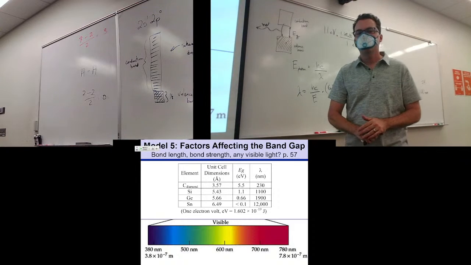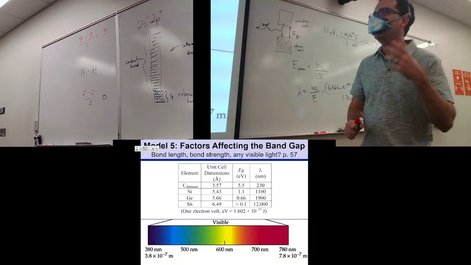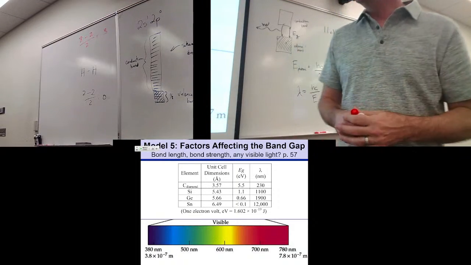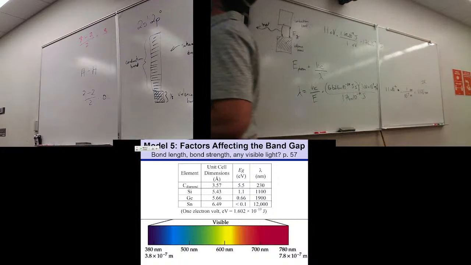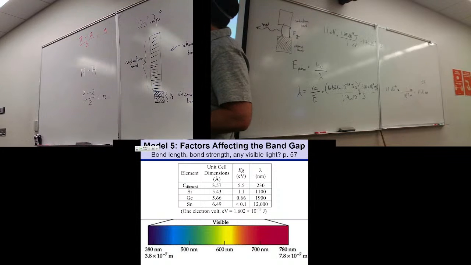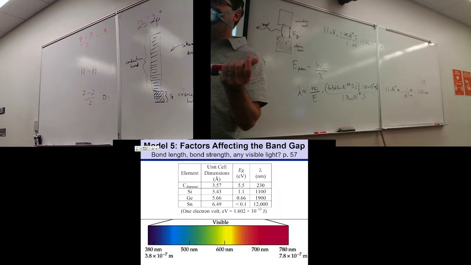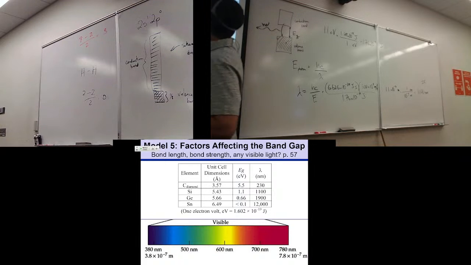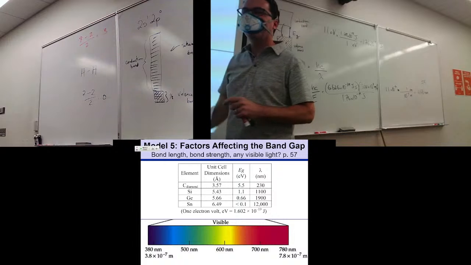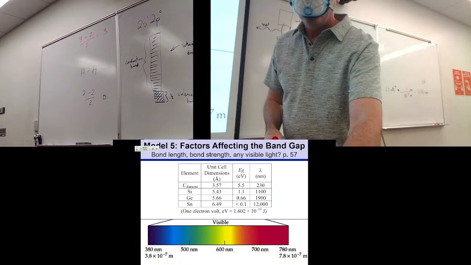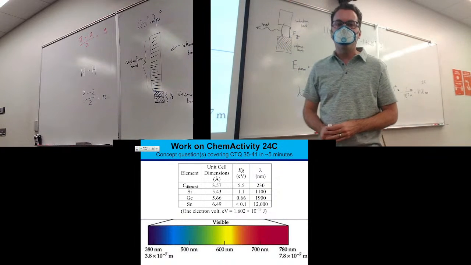Now, Model 5 of Chemactivity 24C is where we'll actually start using the workbook. So what we're going to do is examine these different group 4 materials and look at their crystal structures, which are all diamond-like, right? But they have different unit cell sizes. Their band gaps, these are the wavelengths of light that is emitted when the band gap is excited and then relaxed. And so let's just go over the questions here.